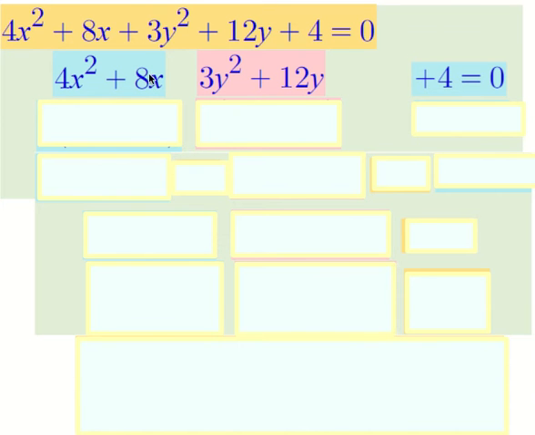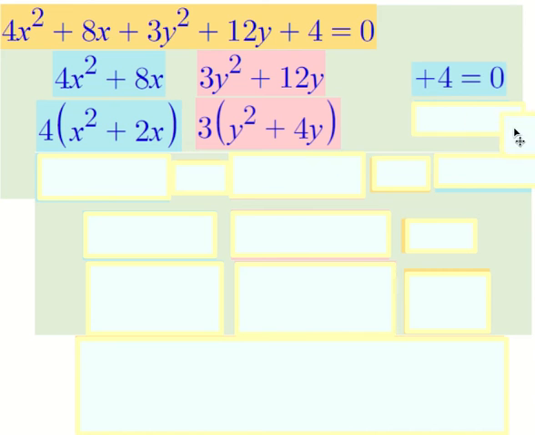When I look at 4x squared plus 8x, I'm going to need to complete the square on this. But in order to complete the square, the first thing I want to do is deal with this 4. So I want to factor out a 4 from both of these terms. So I'm dividing them by 4, and I get 4 times x squared plus 2x. Now I'm going to do the same thing to the y term. So I'm going to factor out the 3. I'm going to get 3 times the quantity y squared plus 4y. And then, of course, on that same line, I still have my plus 4 equals 0.